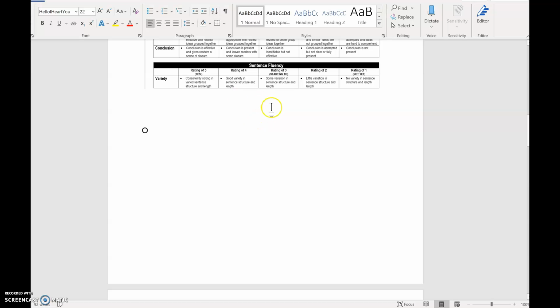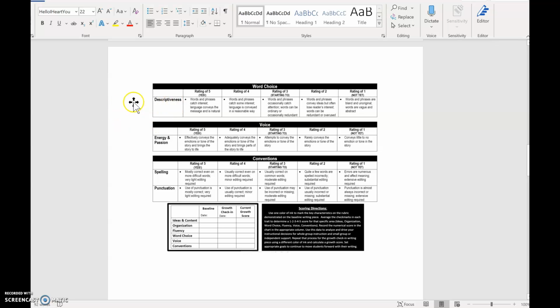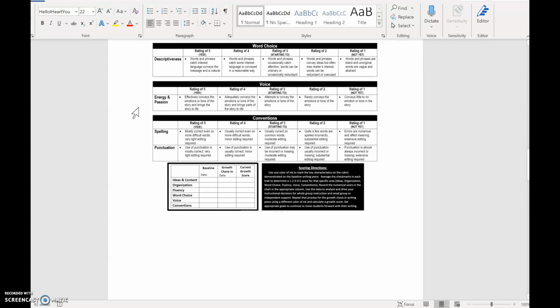Sentence fluency. Did you use different types of sentences in different lengths? Descriptiveness. Did you use words that were really challenging for you or words that are interesting for the reader? Voice. Did you share who you are? So if I'm Mrs. Tucker, I want to show people that are reading my writing that I'm Mrs. Tucker. So I need to put my funniness or my personality into the writing. And then last is conventions, spelling and punctuation. So try to do your best with spelling and to put your capitals and periods and everything in there.